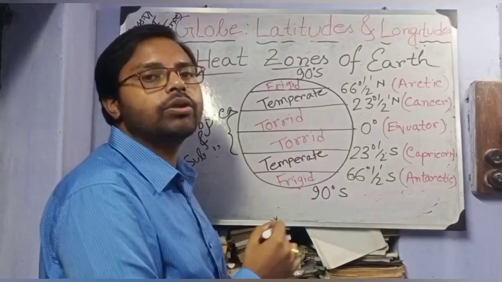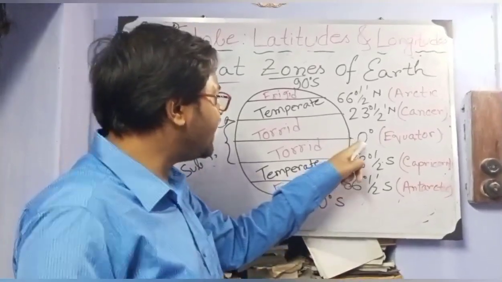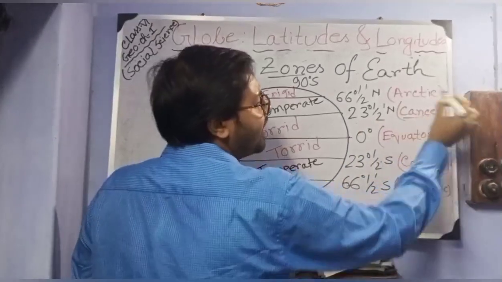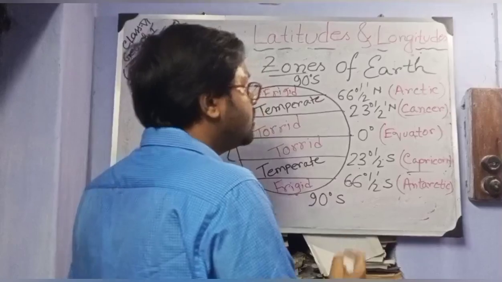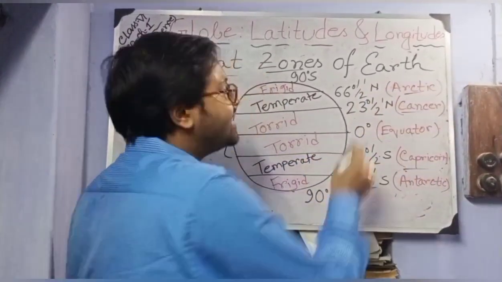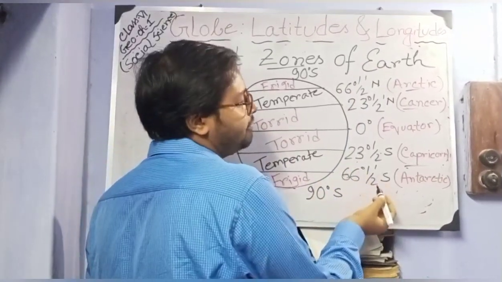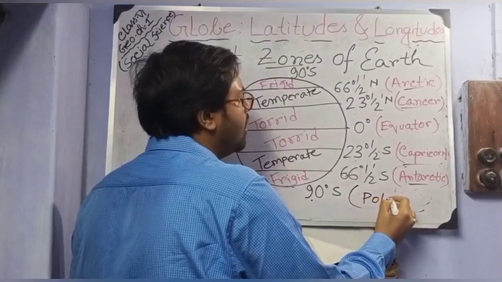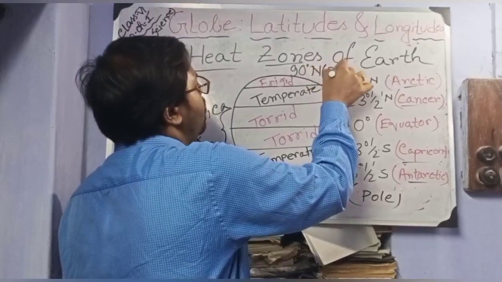So this tropical zone is known as the torrid zone. That means 0 degree is the equator. 23 degree half minute north is the Tropic of Cancer. 23 degree half minute south is the Tropic of Capricorn. 66 degree half minute north is the Arctic Circle. These are the names of the imaginary lines we have already discussed. And 66 degree half minute south is the Antarctic Circle. This is 90 degree south, the South Pole, and 90 degree north, the North Pole.